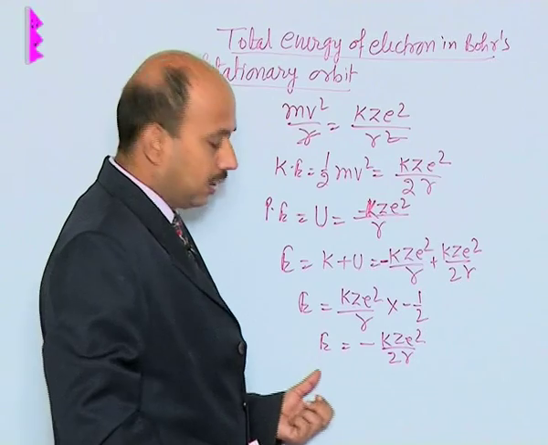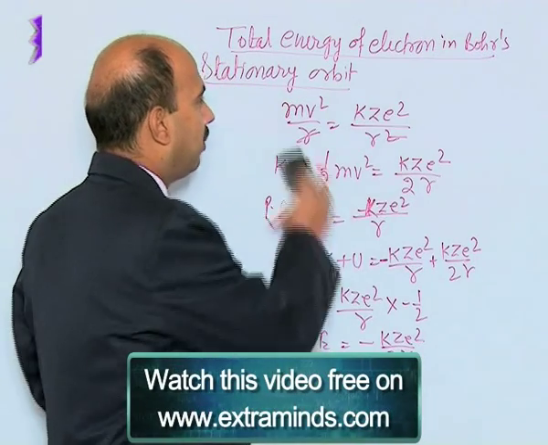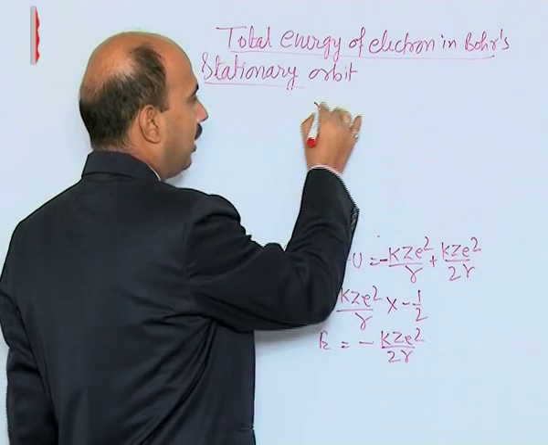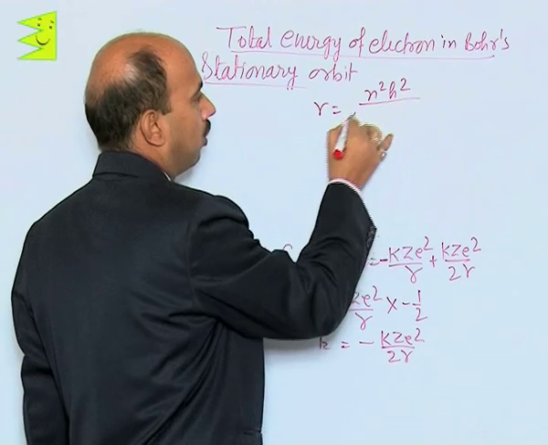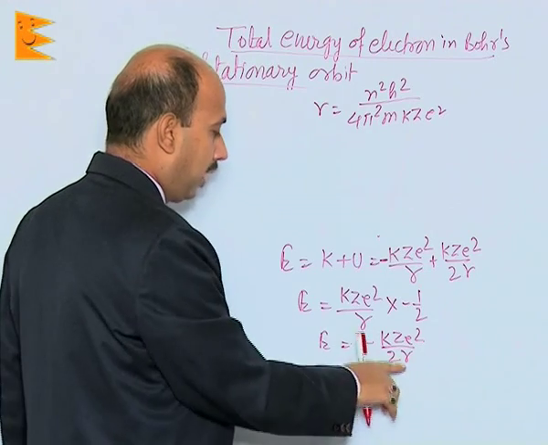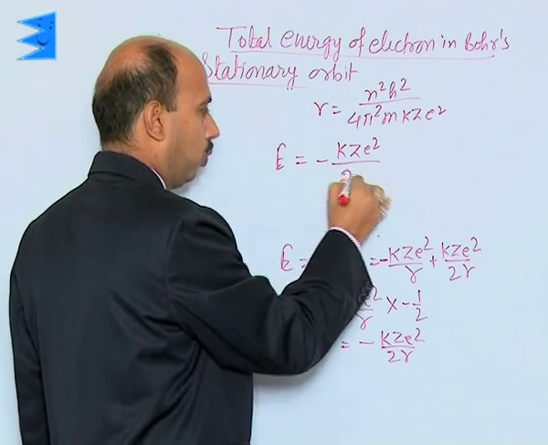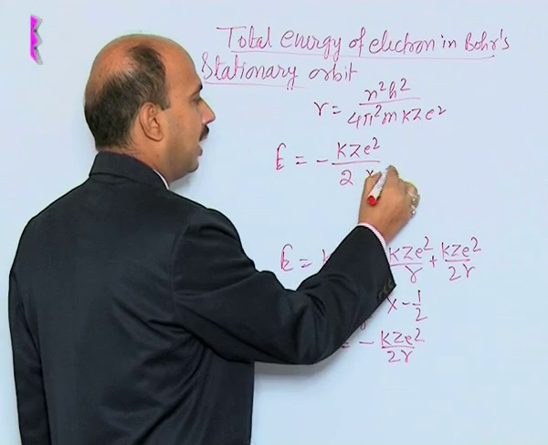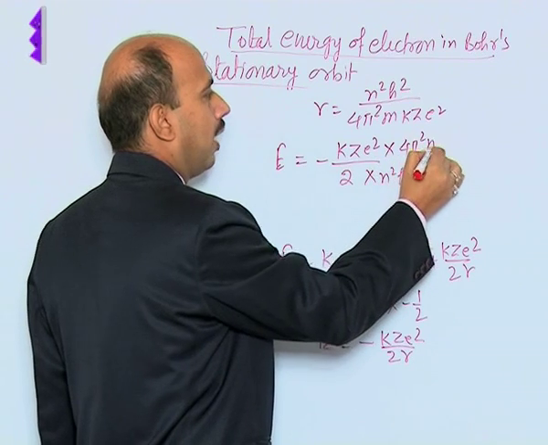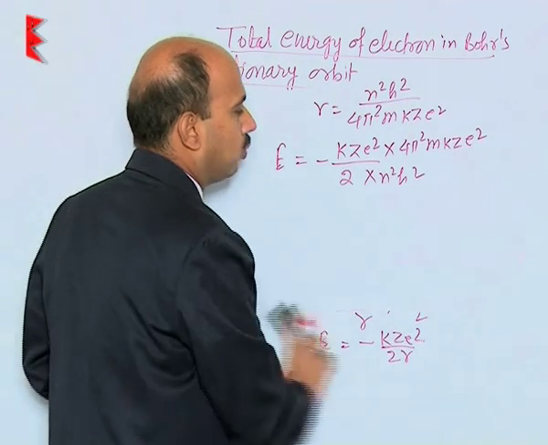So now we have calculated total energy of the electron, that is minus kze square upon 2r, where r is variable. So we can replace the value of r also. Already we have calculated the value of r in previous cases. So we can write r is equal to n square h square upon 4 pi square m kze square. So putting the value of r over here, we get E is equal to minus kze square upon 2, and in place of r we write n square h square upon 4 pi square m kze square. So this is the value of the total energy.